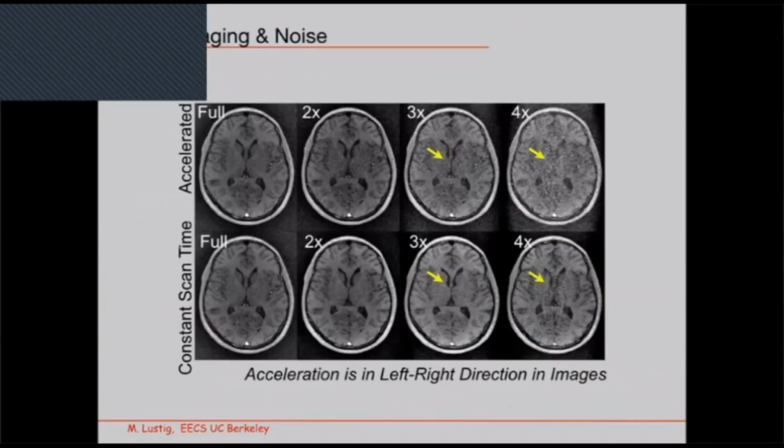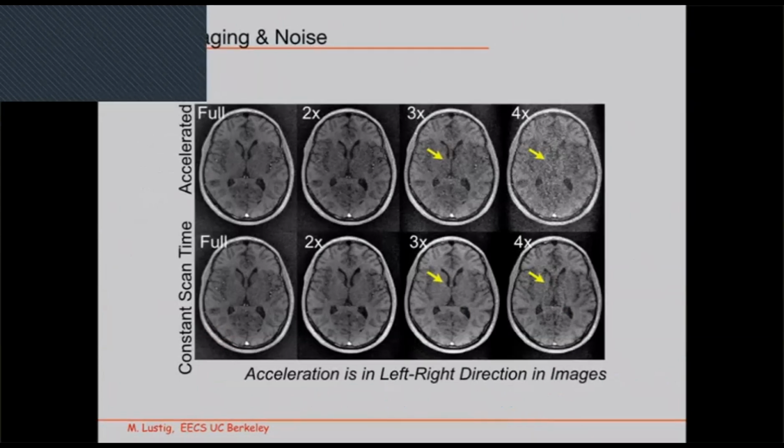Okay, so here's the really interesting thing. On the top, it shows what happens when you accelerate and how SNR is reduced. This is the full image, this is a factor of 2, this is a factor of 3, and this is a factor of 4. As you go, you start seeing a significant amount of noise being generated, being amplified and showing up. This is the result of both collecting less data and the G factor.